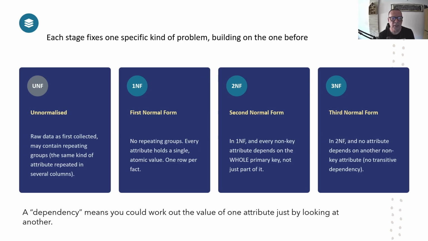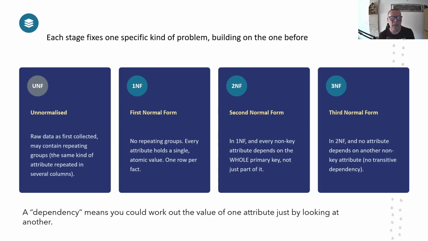Then second normal form is it has to be in first normal form, and every non-key attribute, i.e. every attribute that isn't the primary key, has to depend on the whole primary key and not just part of it. Now if we had a primary key that was a composite key, i.e. it consists of more than one attribute to make the key, then we might have a problem with second normal form. So if you can tell what the attribute is from just looking at part of the key instead of the whole key, that's a partial key dependency.